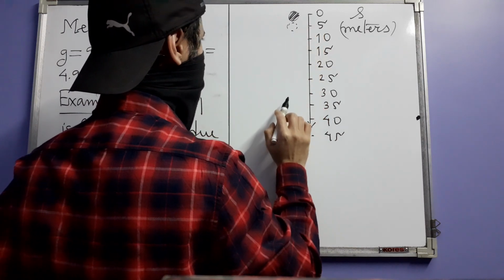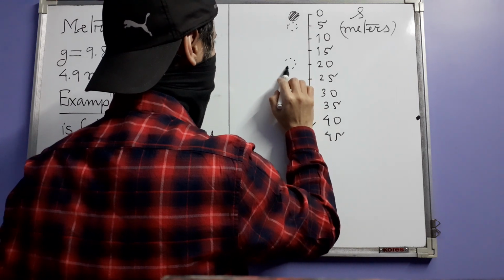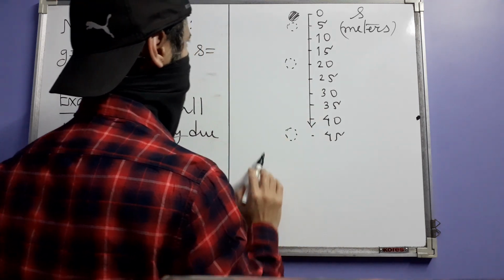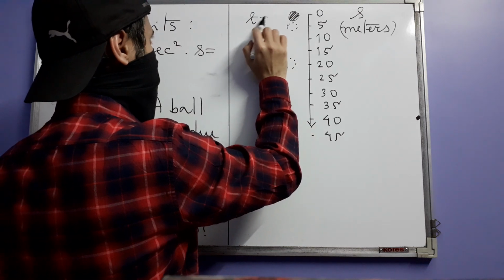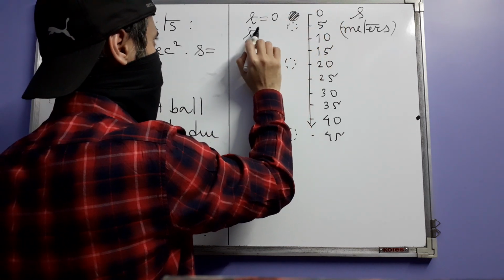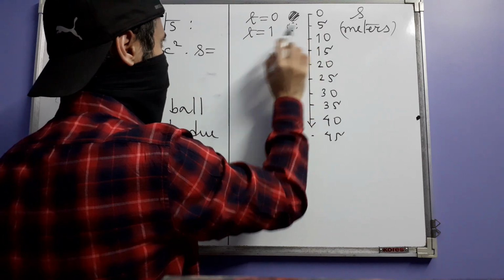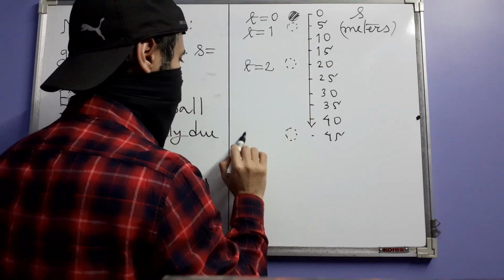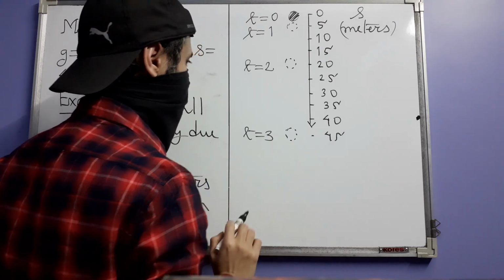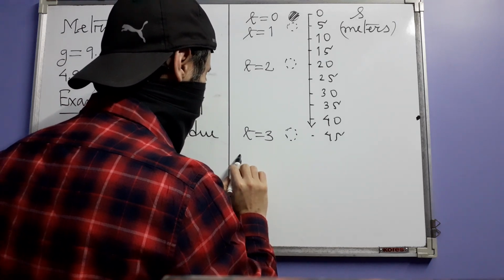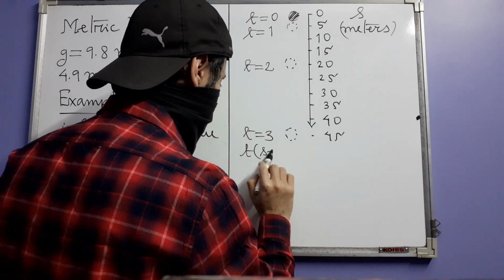So at this instance of time, if I am remembering the diagram correctly from the book, at t equal to 0, of course, the object is at that height. At t equal to 1, it is roughly here. At t equal to 2, it's here. At t equal to 3, it's here. And t is measured in seconds.